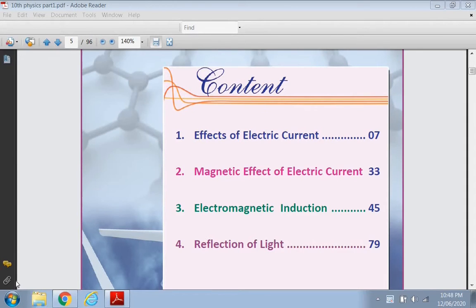We have 4 chapters in our first part. The first chapter is Effects of Electric Current. In this chapter, the different effects of electric current and the related problems are discussed. Let's move on to the chapter, the effects of electric current.